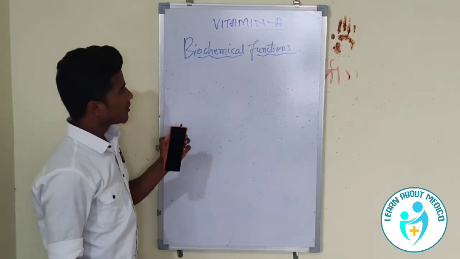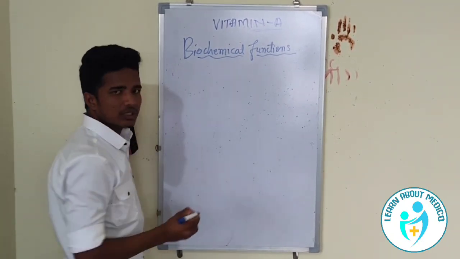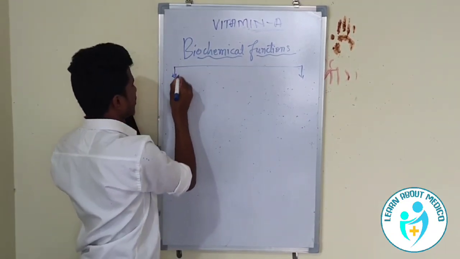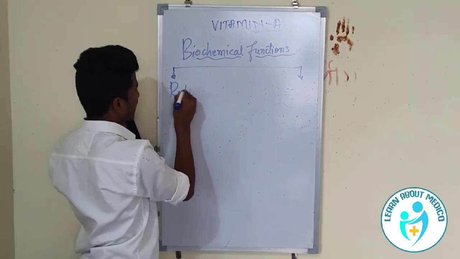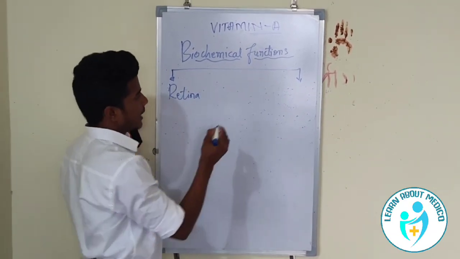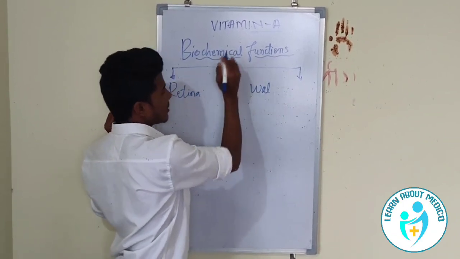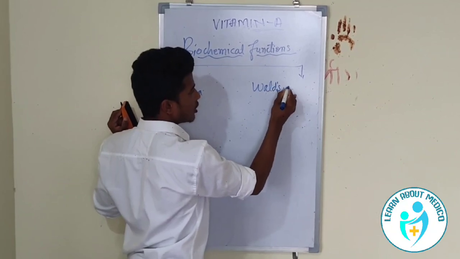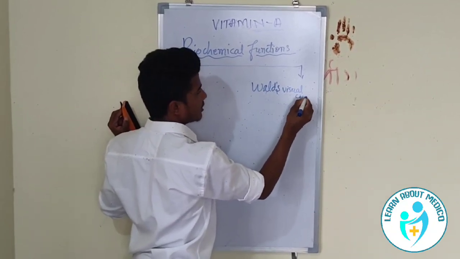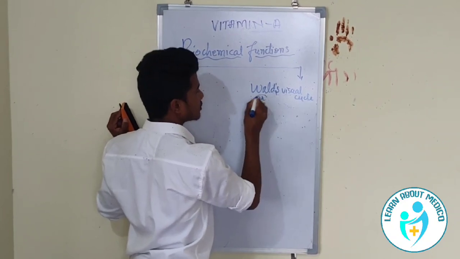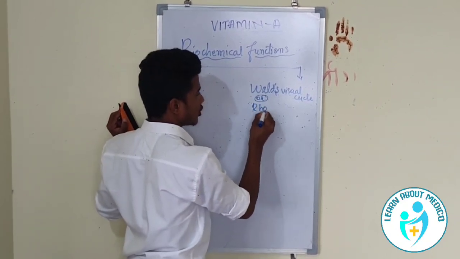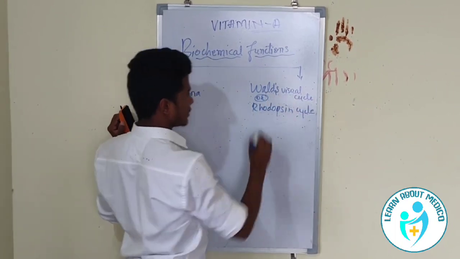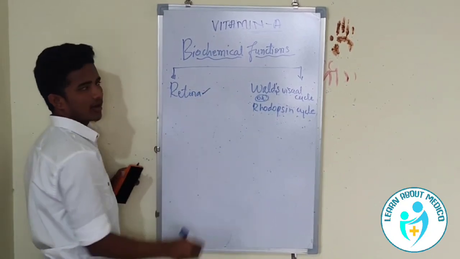The biochemical function. We are going to study these functions under two headings. First, we have to know about the retina of the eye, and then Wald's visual cycle. In this function, we are going to discuss the retina as well as Wald's visual cycle, which is also called the rhodopsin cycle.